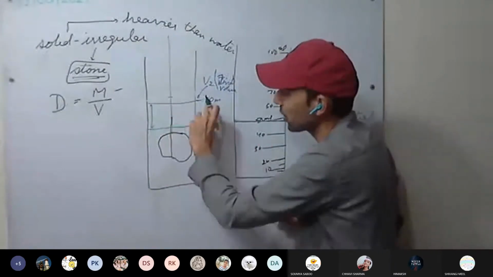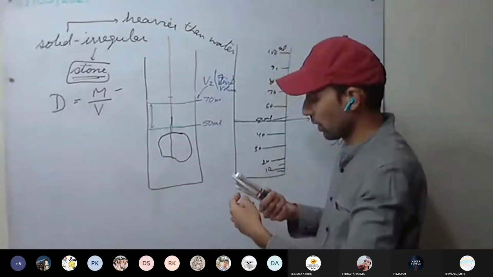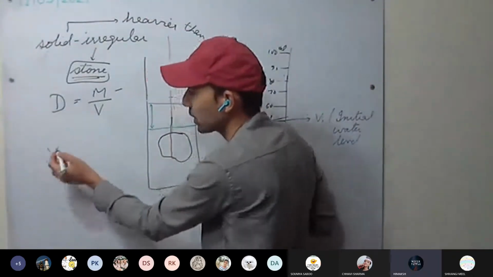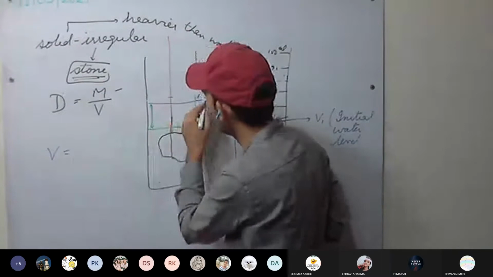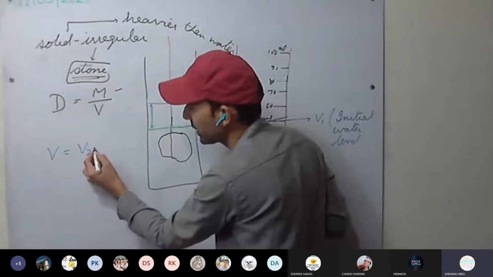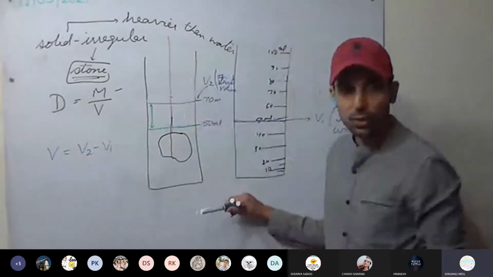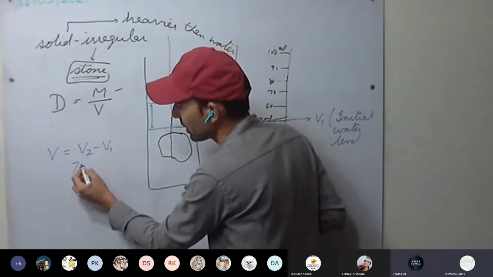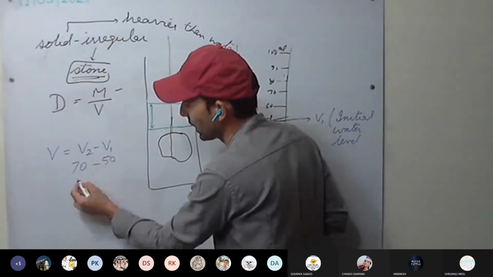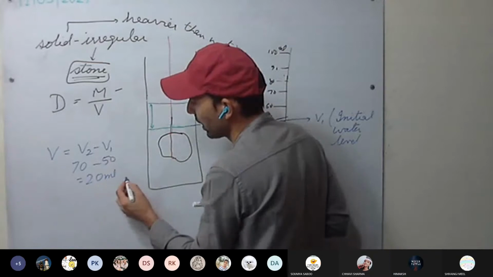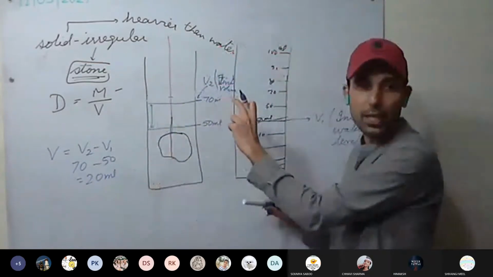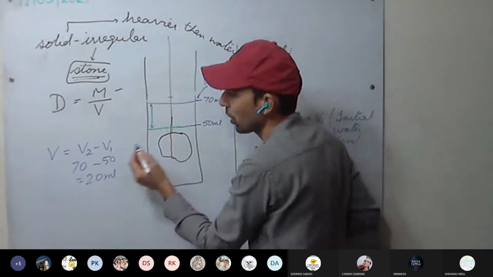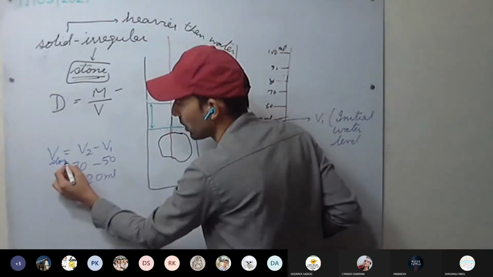Understood this one? How can we calculate this volume? Volume of the stone equals volume of the displaced liquid, which equals final volume minus initial volume. What is the final volume here? 70 minus 50. How much is it? 20 ml. This is the volume of the displaced water, and it is the same as the volume of the stone.